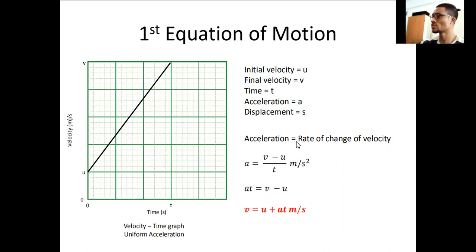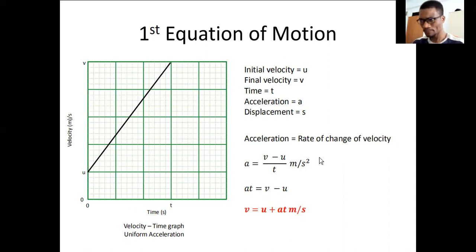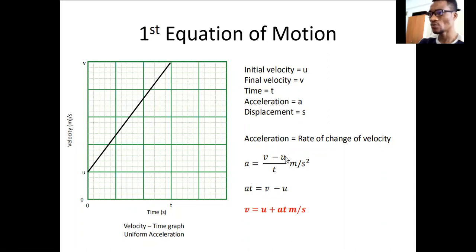Acceleration is given as rate of change of velocity, and this is the equation mathematically. So A equals V minus U, which is change in velocity, divided by time, and the unit is meter per second square. So in this equation, we derive our first equation for velocity, which is V equals U plus AT, and the unit is meter per second. How did we do this?